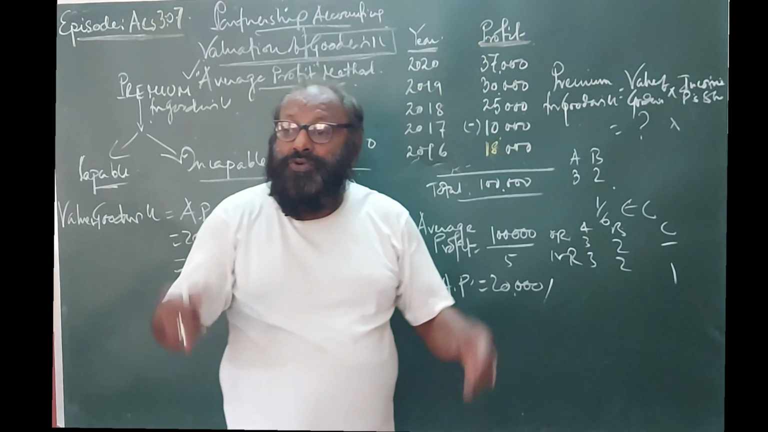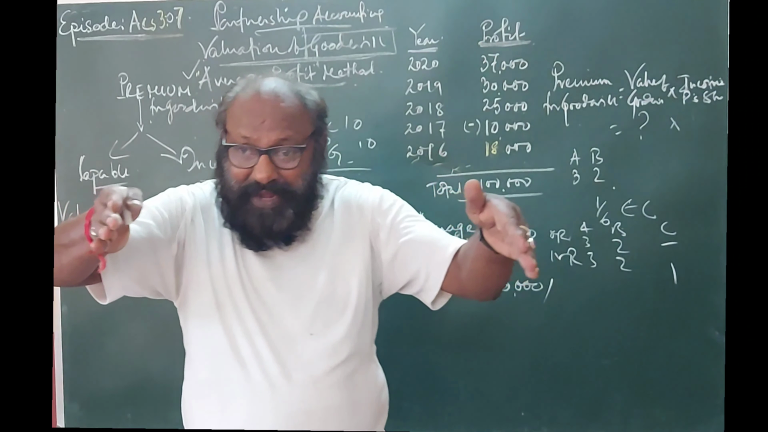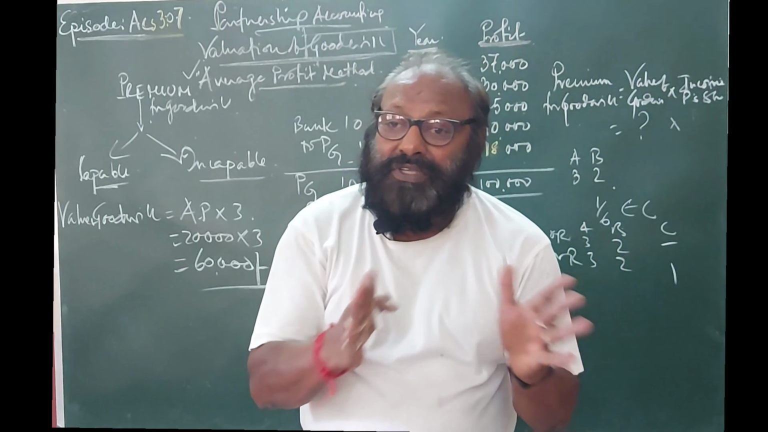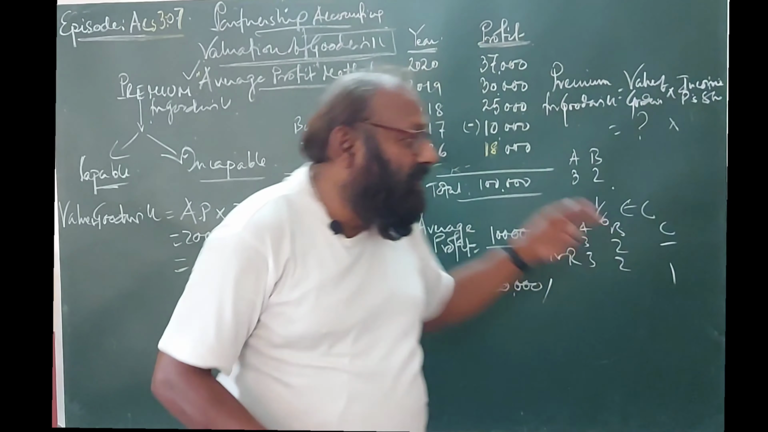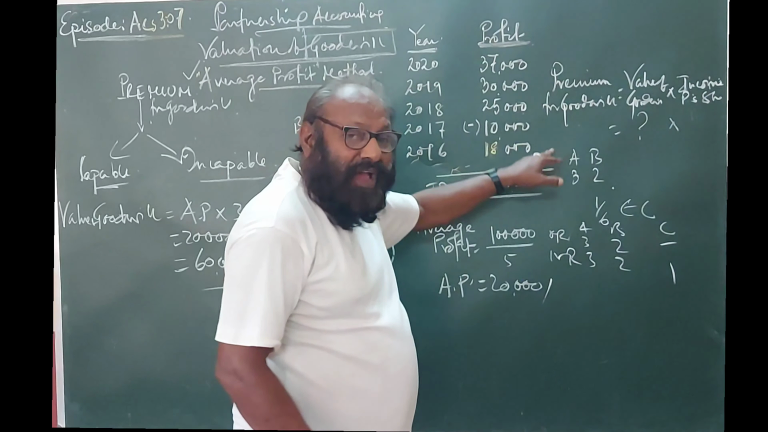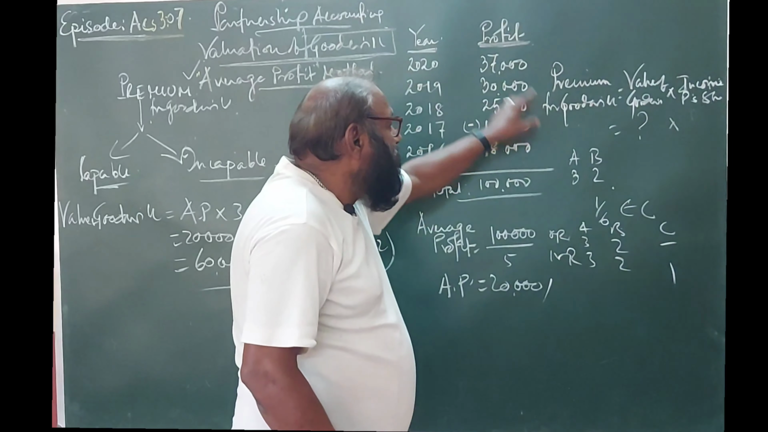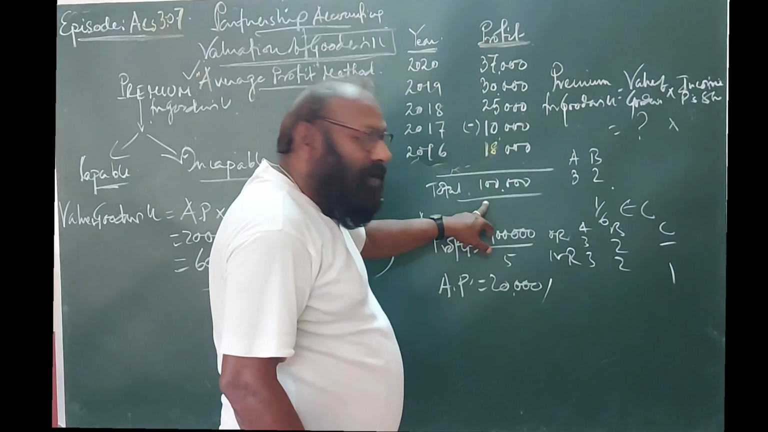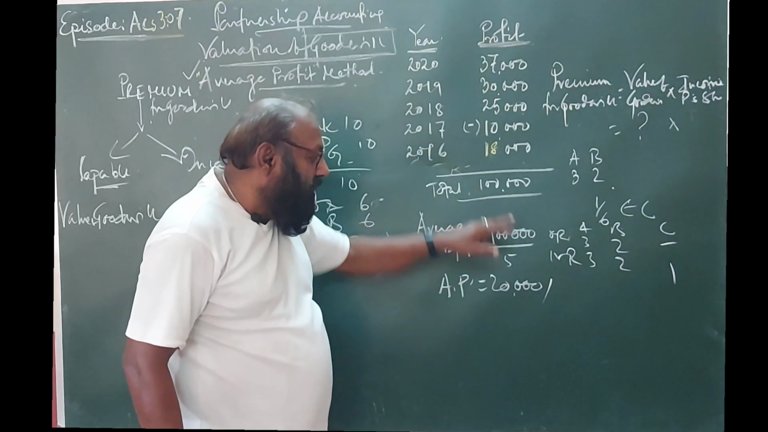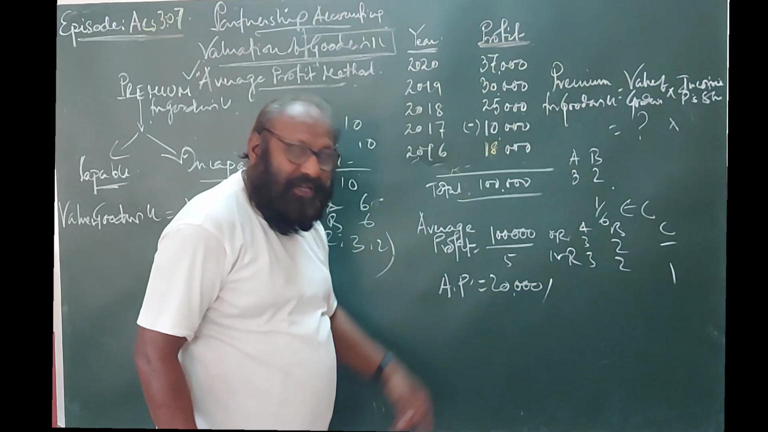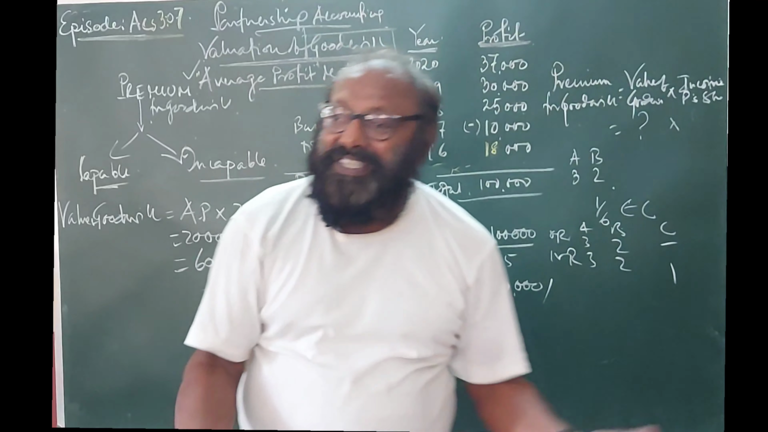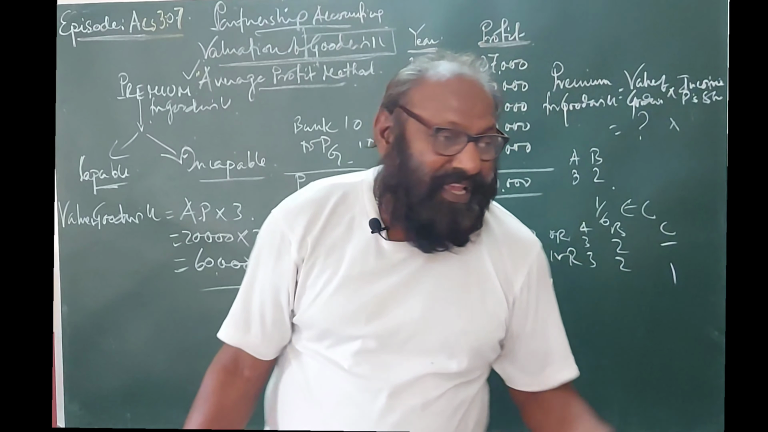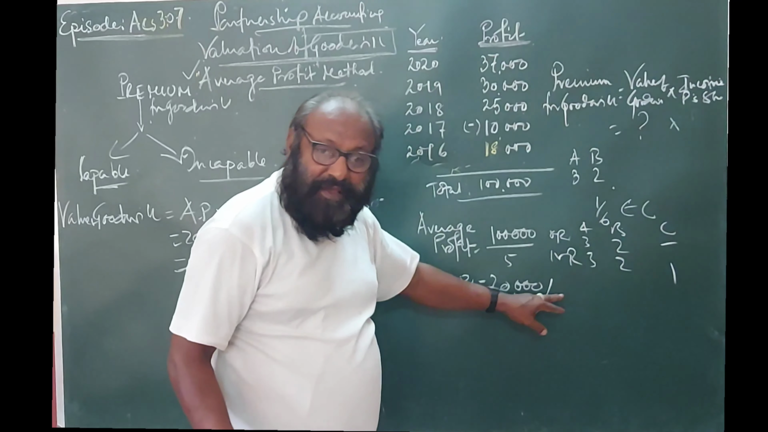What we should do is take a time series, a time span. Within this time span, what is the effect? We have taken a time span of 5 years. This is the profit statement. In one year there was a loss, but ultimately the total profit is 1 lakh, and the average profit is 20,000. Now the 5 years purchase of the average profit, or 4 years purchase: if it is 4 years purchase, the goodwill would be 80,000.